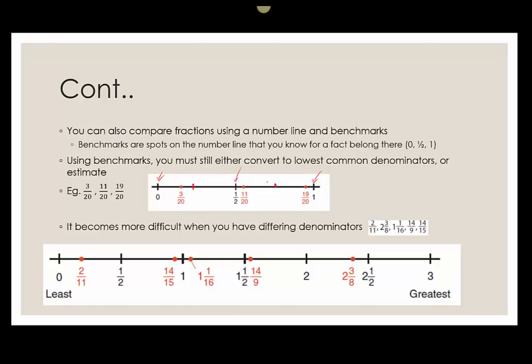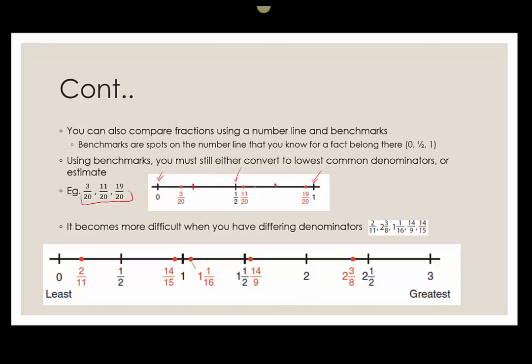If we look at this set, 3/20, 11/20, and 19/20, and we put them on our line: 3/20 is less than half because half would be 10. It's also less than a quarter because a quarter would be 5. So we know it has to be in this spot. 11/20 is just over a half because a half would be 10/20. And 19/20 is almost 1 because 20/20 would be 1. So we know where to put our points on the number line.